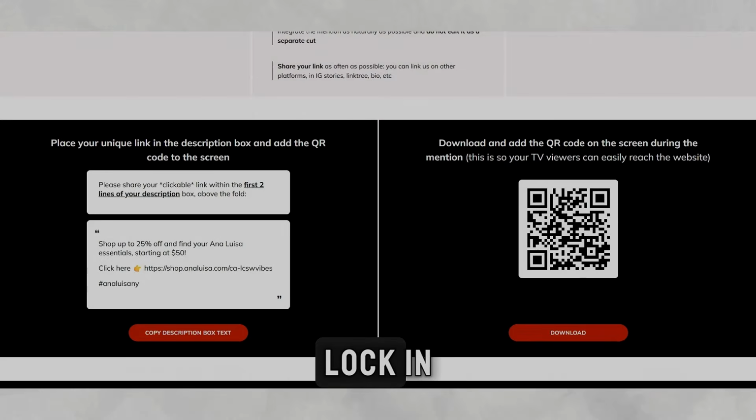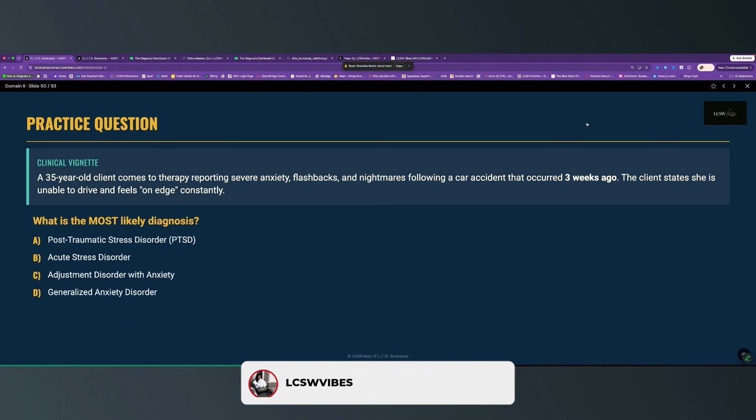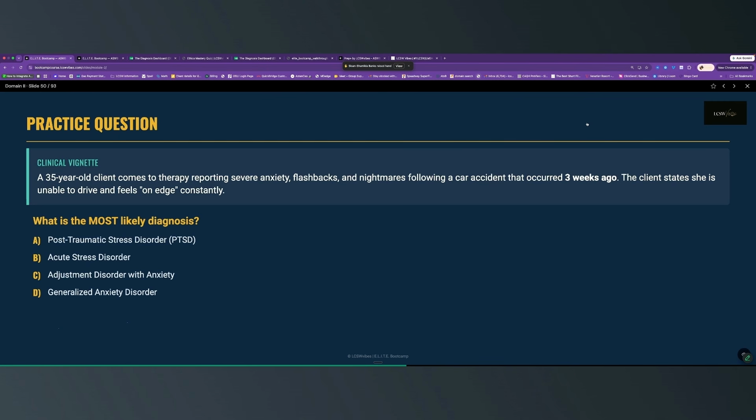Lock in. All right, so here we have a 35-year-old client that comes to therapy reporting severe anxiety, flashbacks, and nightmares following a car accident that happened 3 weeks ago. The client states she's unable to drive and feels on edge constantly. What are we going with, guys? PTSD, acute stress, adjustment disorder with anxiety, or generalized anxiety disorder.